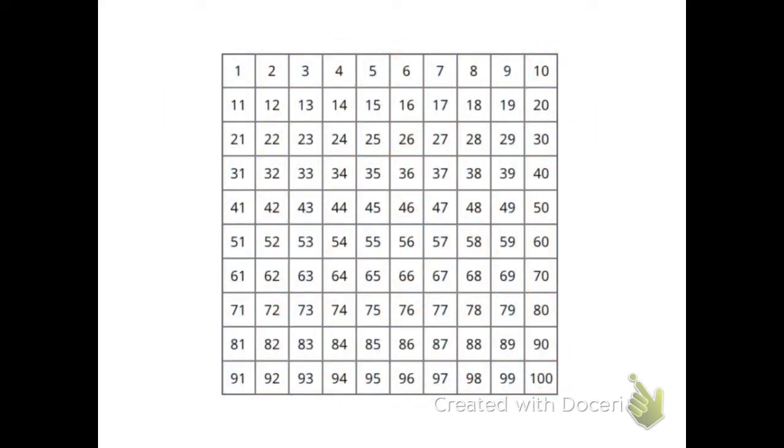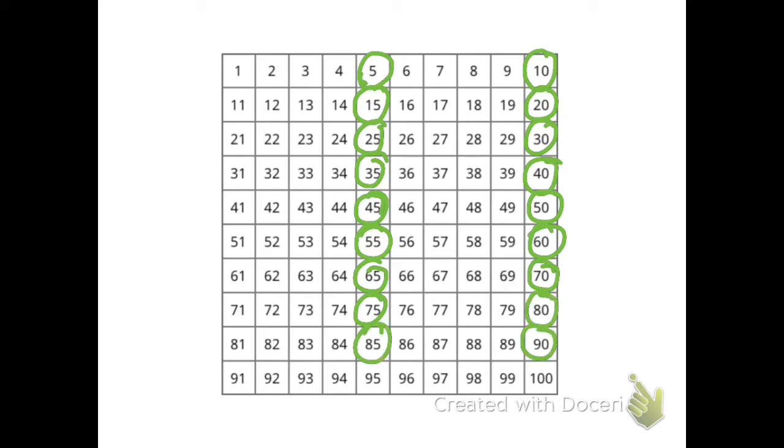We can also skip count by fives on the hundreds chart. Watch the pattern. 5, 10, 15, 20, 25, 30, 35, 40, 45, 50, 55, 60, 65, 70, 75, 80, 85, 90, 95, 100.